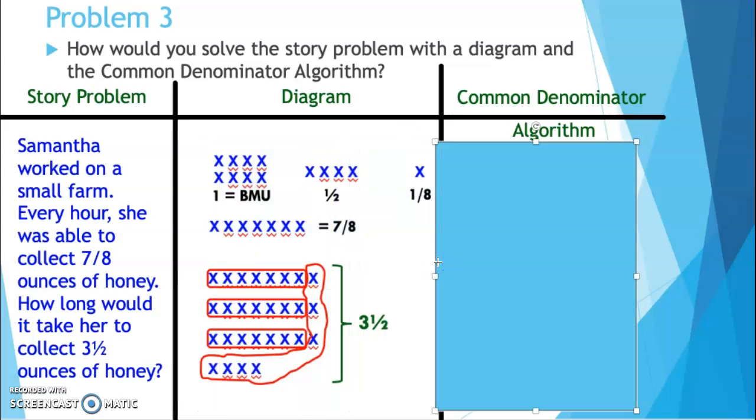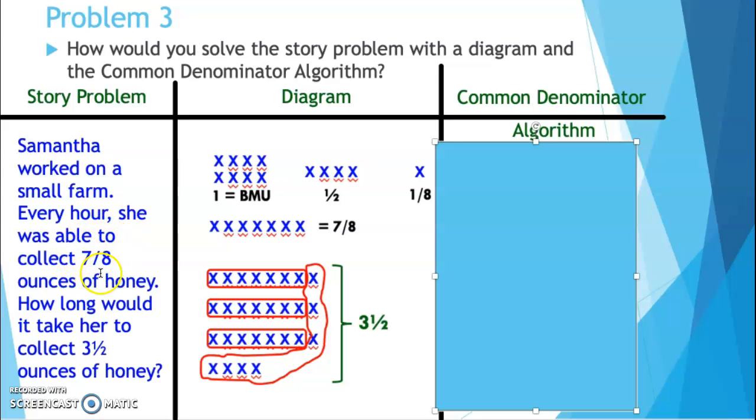Okay, we're using those same X's. Right. So what's 1 BMU? 8, because we're looking at the denominator, which is 8. So 8 X's. Right. We're trying to find 3.5. So we're going to find half of that 1 BMU. We're going to find 1/8. We're going to find 7/8.